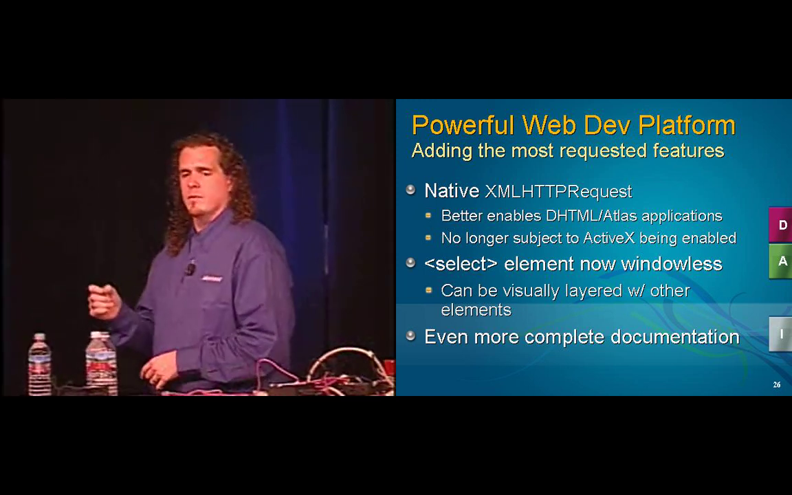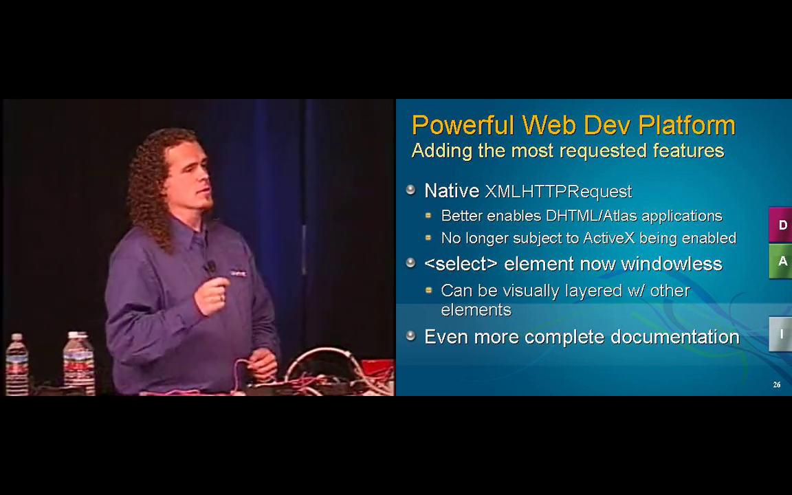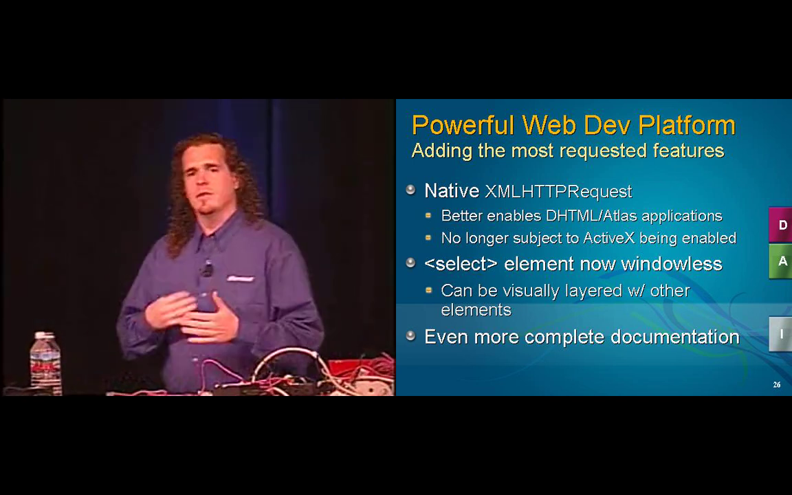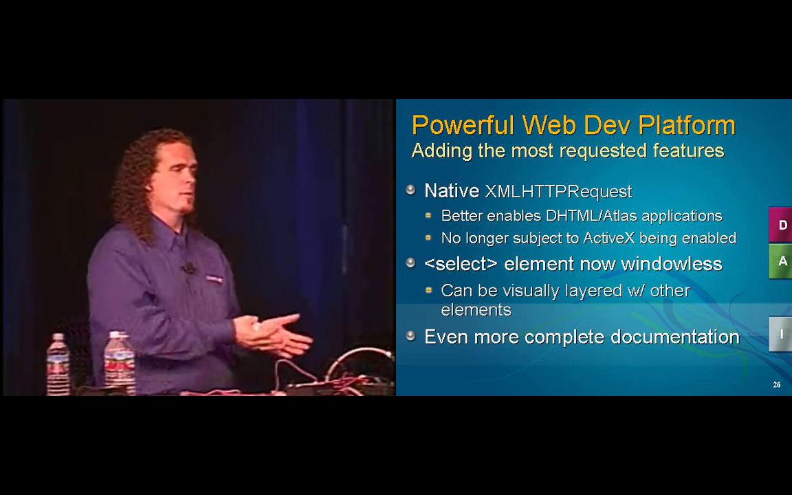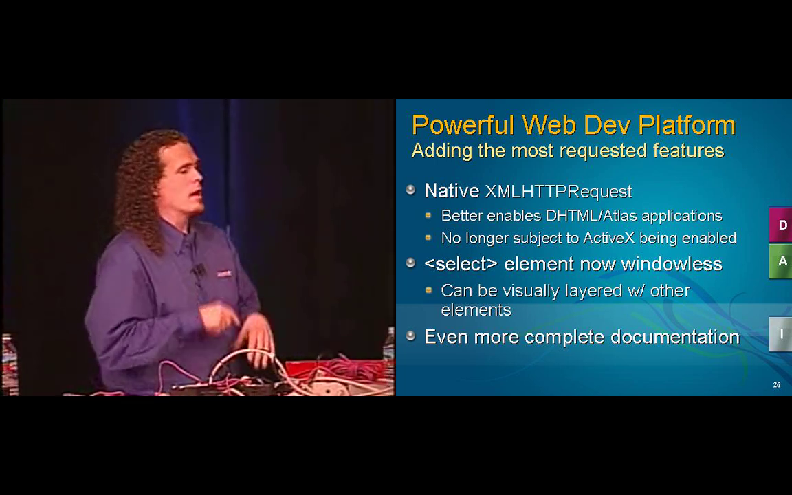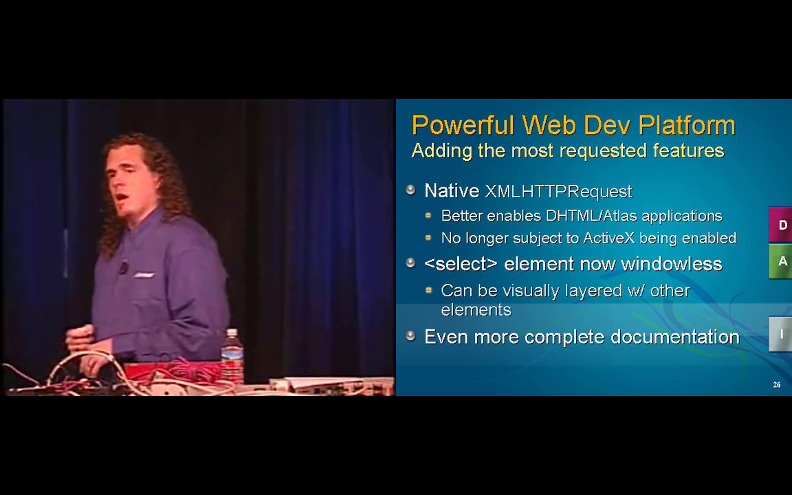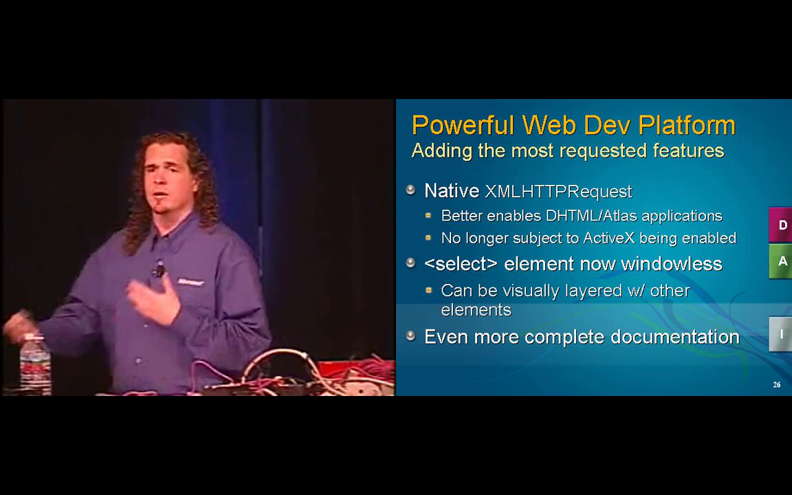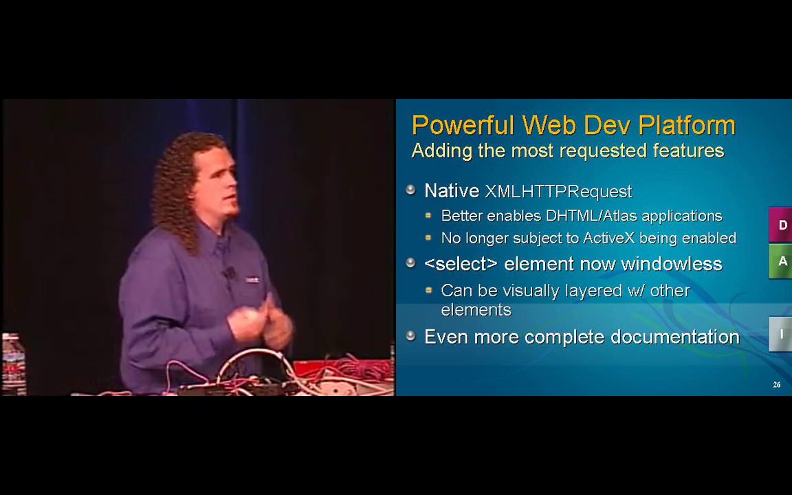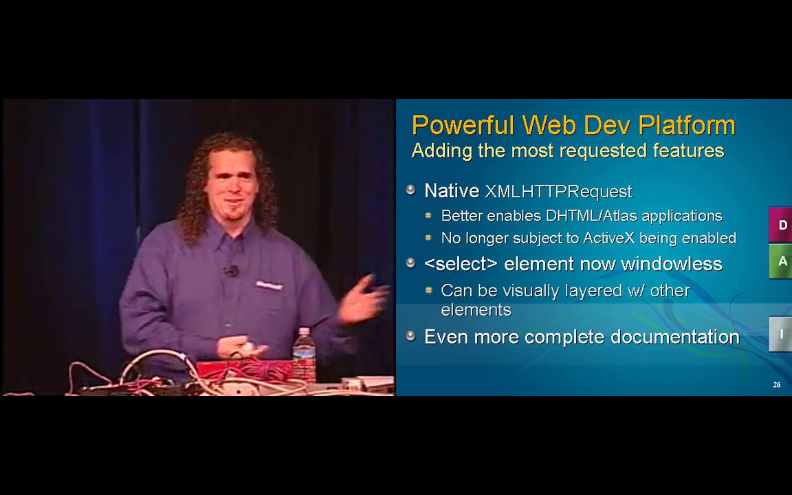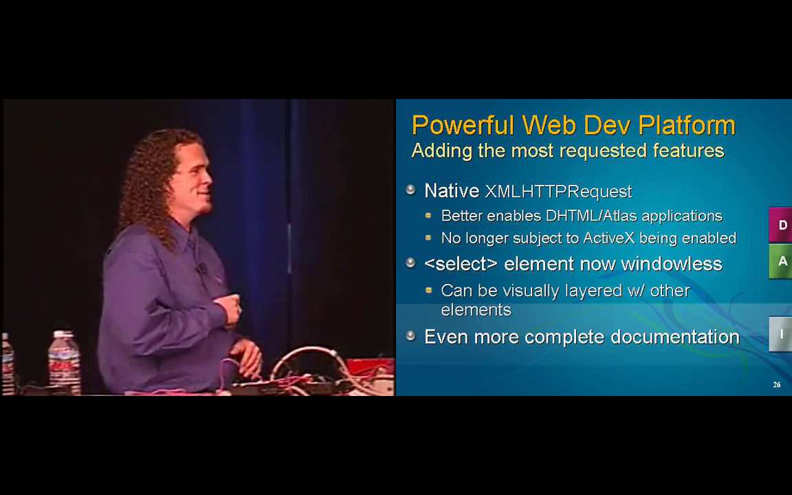The most important part of this is that XML HTTP is no longer subject to ActiveX being enabled on the system. So even if you have ActiveX disabled on your user system, this call will still work. It is obviously disableable, but separately, and security lockdown won't actually lock this down. The select element is now a windowless control. This means you can layer select elements or drop-down boxes underneath other elements in your page. This is something that has been a problem for a long time. Obviously, a bunch of people are excited about this. I was pretty excited about it too.